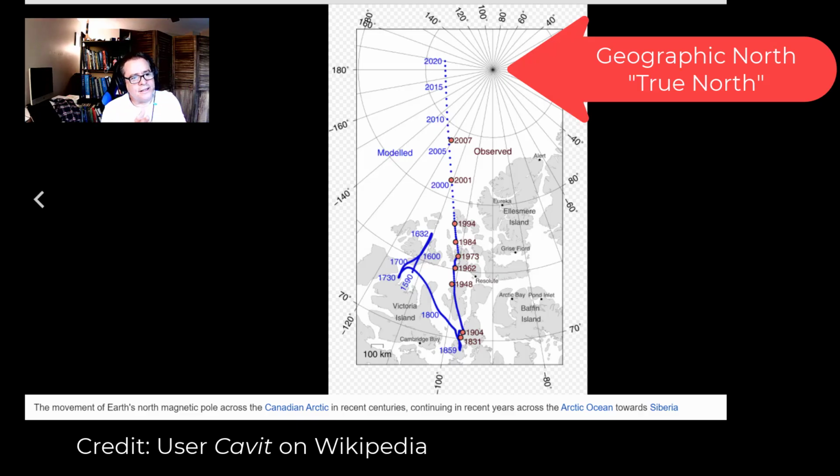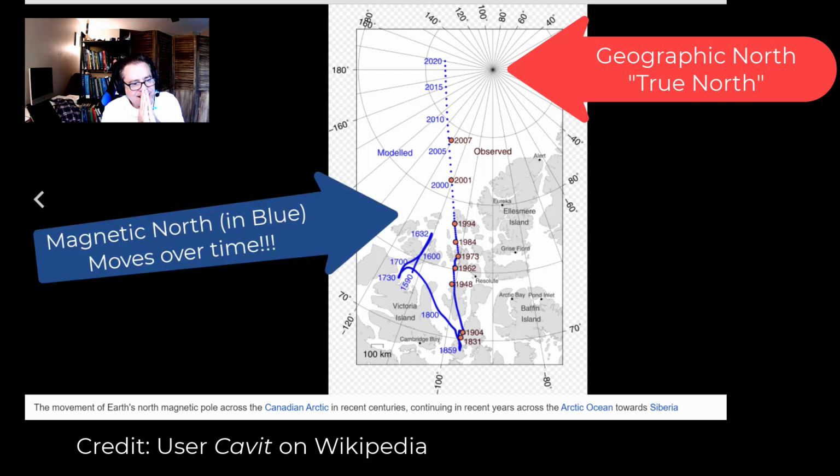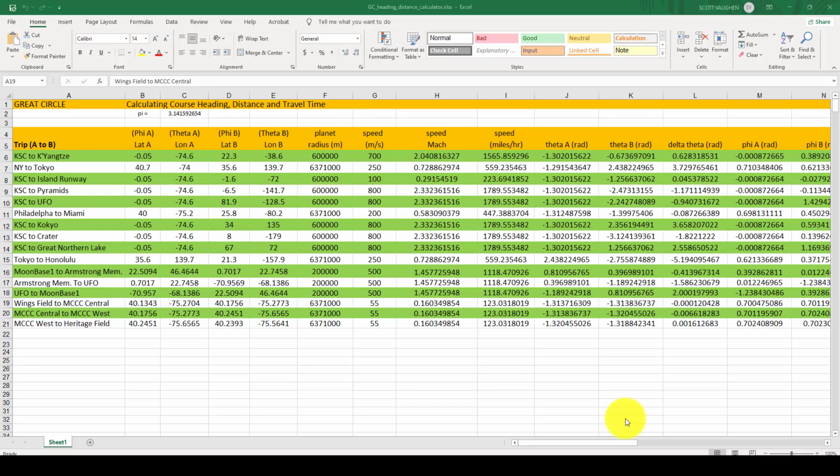And another thing that's just so absolutely fascinating and amazing that I can't resist adding here is look at how the magnetic North Pole has moved over time. This is an image that you can find on Wikipedia on the difference between the magnetic and geographic North Poles. So now we'll speed up the rest of this calculation here in Excel.